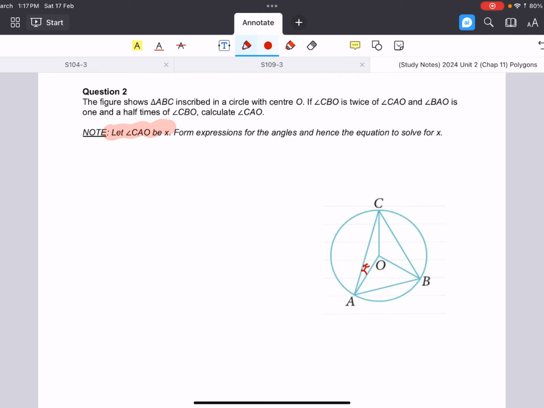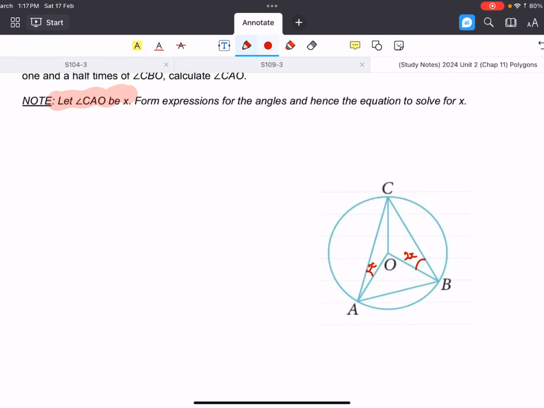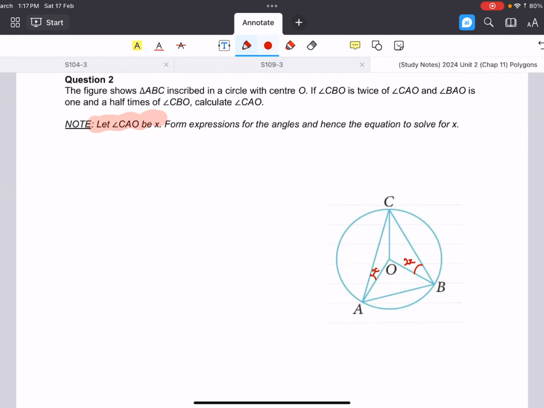What happened is they tell us next that angle CBO is twice CAO. So CAO is X, that means CBO is going to be 2X. So I'm going to mark it out as well. This is going to be 2X. Hope you can see that. And the next piece of information is that BAO is 1.5 times CBO. So angle BAO is 1.5 times angle CBO, which is 2x. So this is going to be 3 over 2 times 2x, resulting in 3x. So angle BAO is going to be 3x.